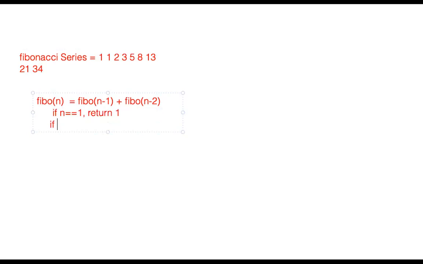Otherwise, if n is equal to 2, it is also returning 1. Or instead of that, you can put return 1, and for n equal to 0 return 0, because the zeroth number in your Fibonacci series is 0. Actually it starts with 0. So Fibo of 0 plus 1, we can calculate the second number, because its previous is 0 plus 1, which is 1. So we can use this method.